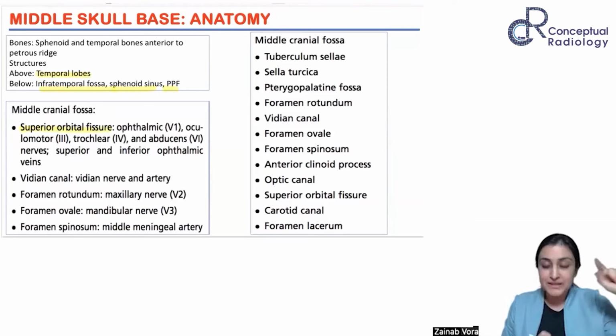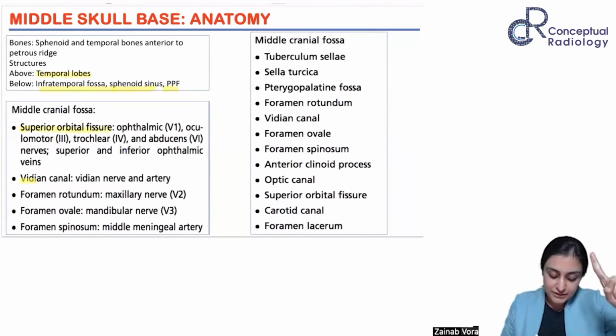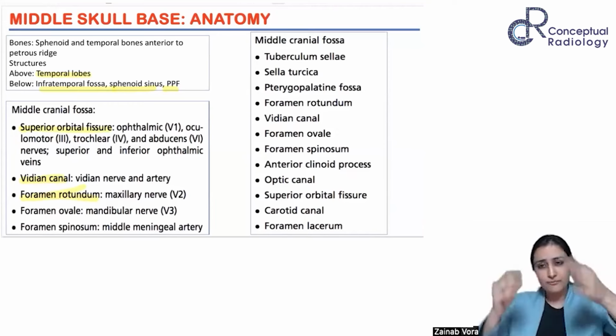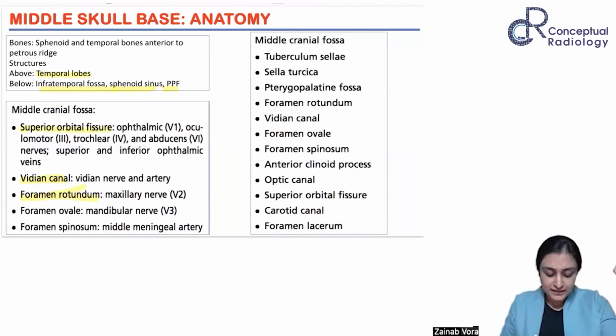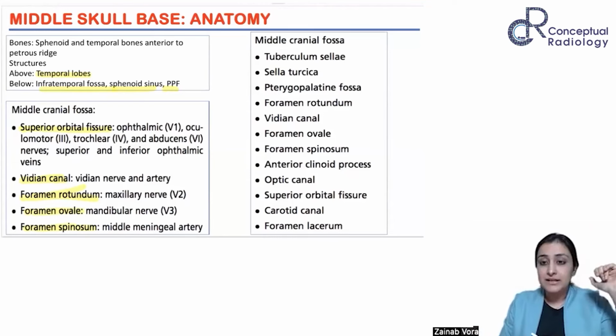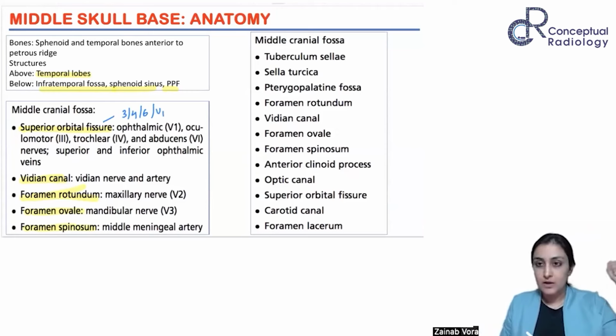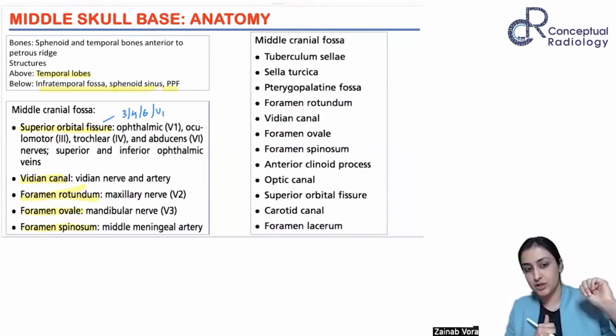So we have superior orbital fissure, which we already saw. Yeah, so this we have seen. Vidian canal, foramen rotundum, we also took a glimpse of that. And then we have foramen ovale and spinosum. So as far as the contents are concerned, 1 and 2 we have seen. Superior orbital fissure is everything else, right? So we have 3, 4, 6 and V1. Ophthalmic branch of trigeminal, and all of its branches are going to come from superior orbital fissure. The superior and the inferior branch of the ophthalmic vein are going to come from here.